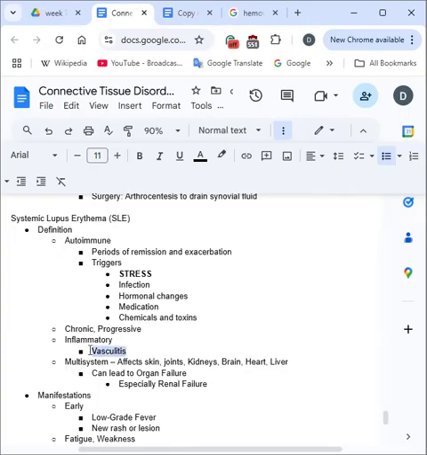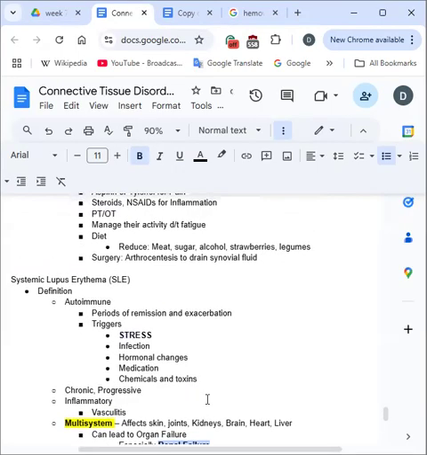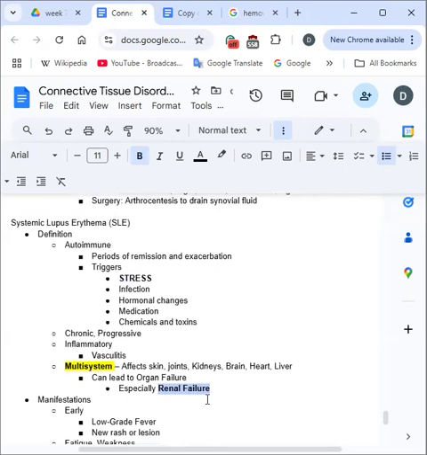So inflammation of vessels. This is multi-system. So I think that's the key thing. It affects so many things. This condition affects so many different organs, especially the kidneys. That seems to be where the people with SLE, and there's different types of lupus, this is the one that they wanted to go over. But a lot of different organs are affected by this: kidneys, brain, heart, liver, the skin as well.